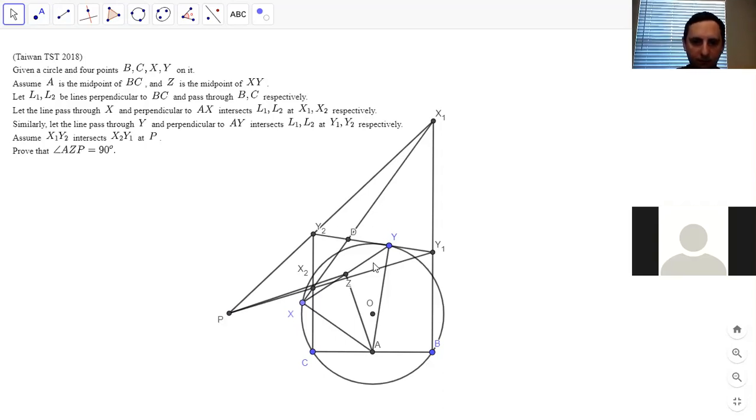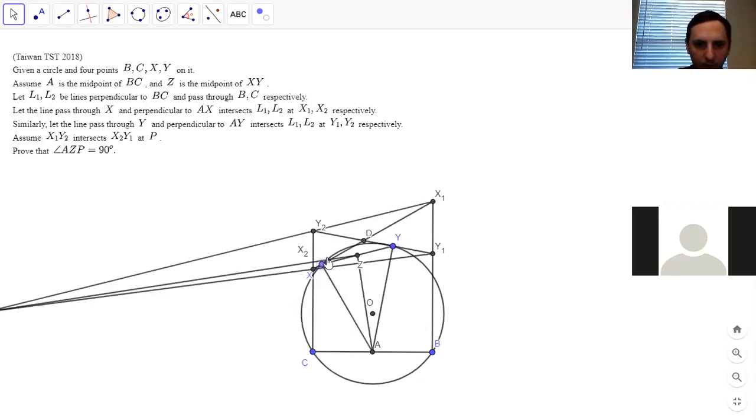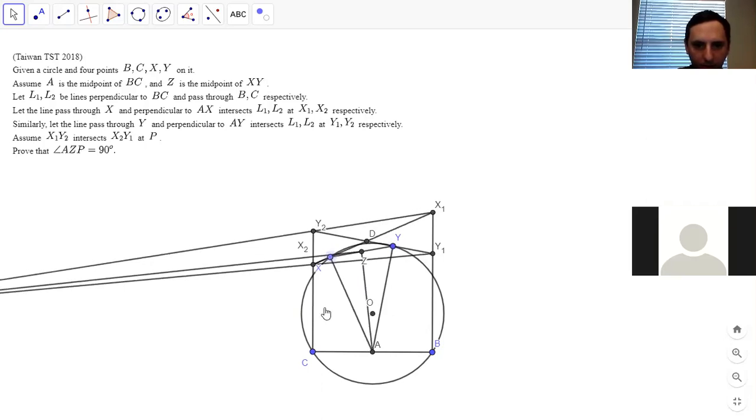I think the diagram was better before, yeah, it was better with X between L1 and L2. Yeah, you want X between the two. I agree.